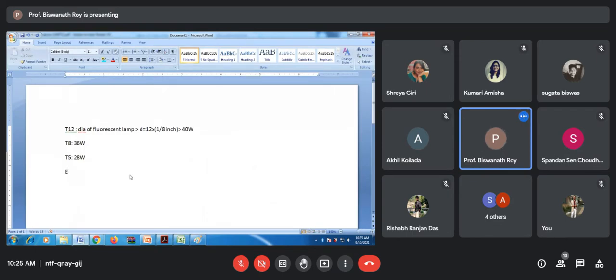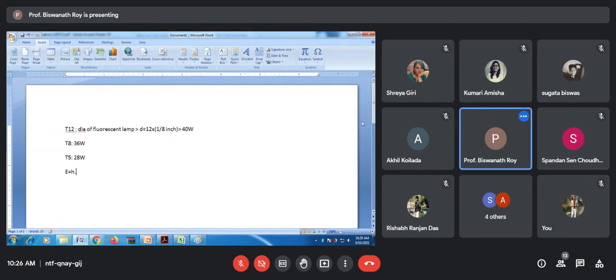Now see what is this unavoidable Stokes energy loss, which I mentioned in the previous class. The photon energy, E equals h nu, E equals h into nu.